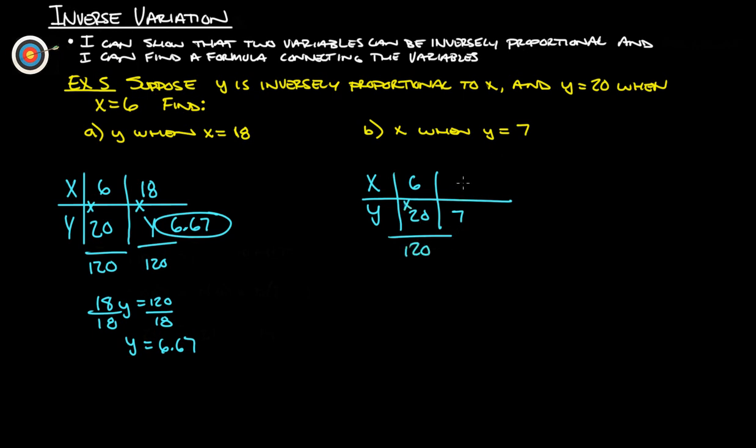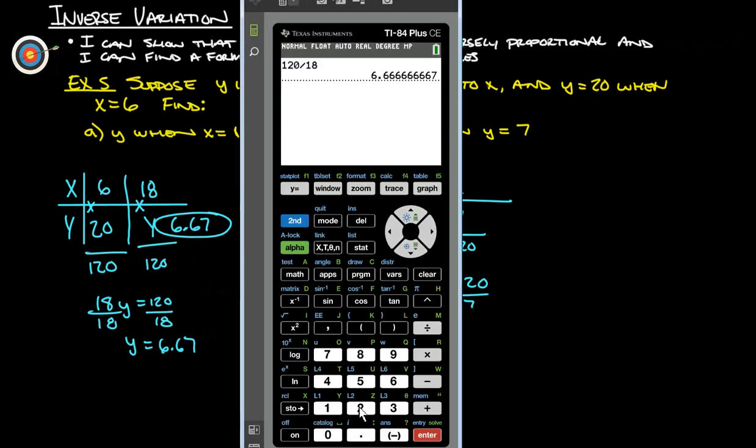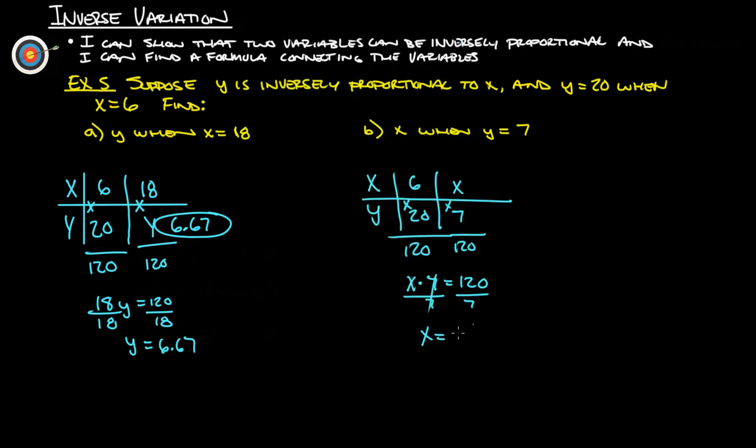So whatever this x is, we know that x times 7 has to equal 120. We simply divide both sides by 7, and that tells us what x is. 120 divided by 7 gives us 17.1. So now we know that x has to be 17.1.